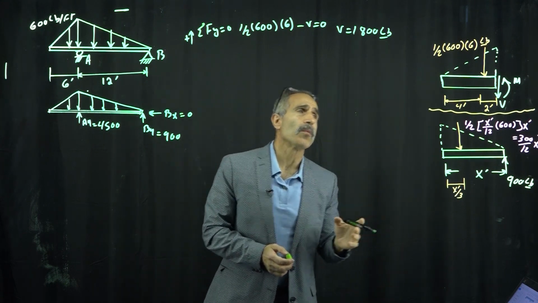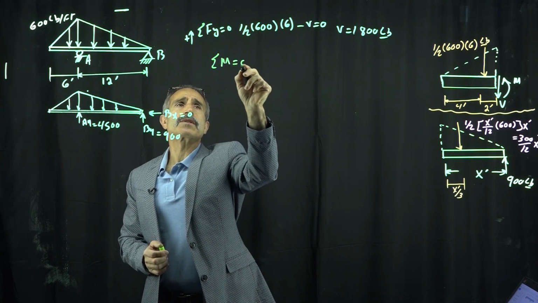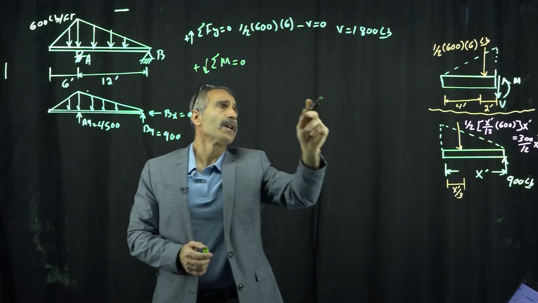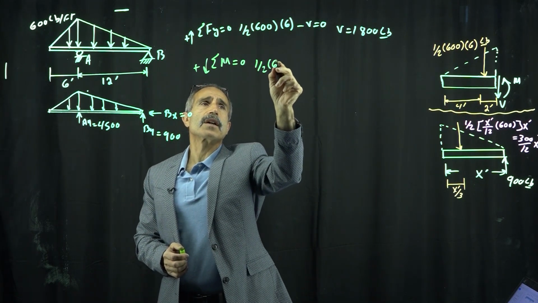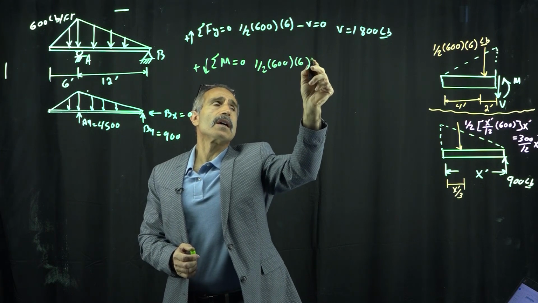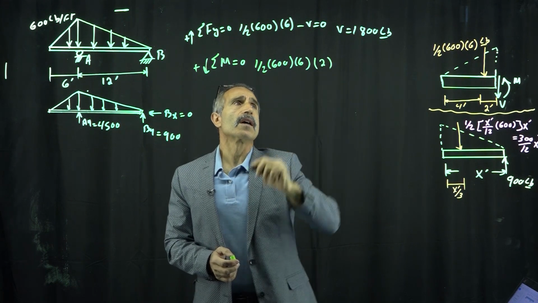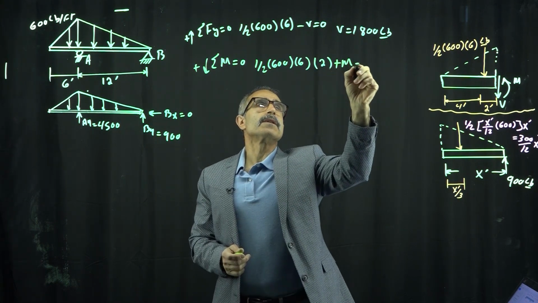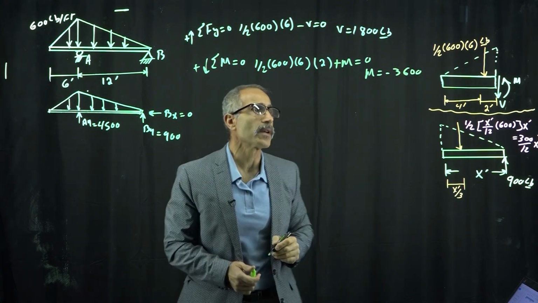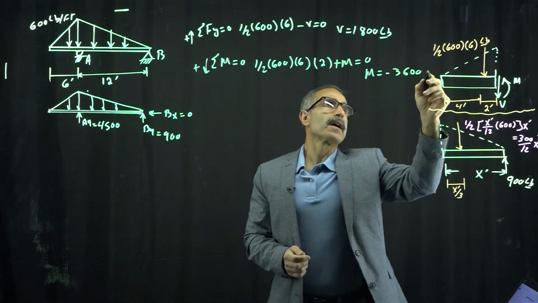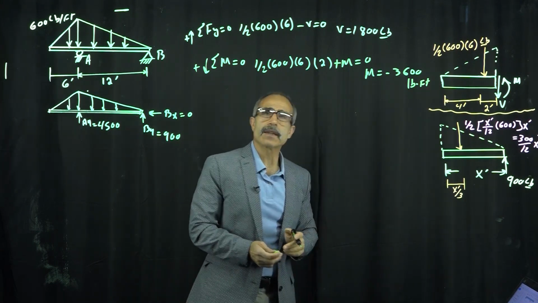Then let's find the moment. Well, I'm more curious about the moment. Summation moment is equal to 0. Going counterclockwise is positive. All we have is really this right here, which is 1/2 of 600 times 6, multiplied by this distance, which is 2, and that comes out to 3,600. Plus M is equal to 0, so M comes out to 3,600 down. That's a kip-foot, pound-foot, negative. Okay, we got that. That's good.